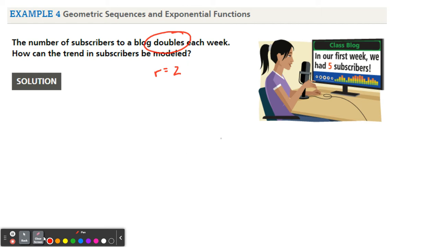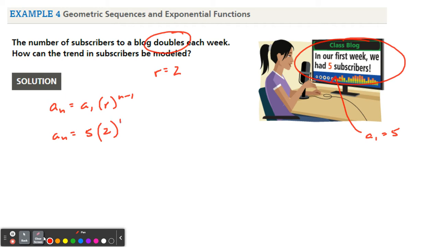All right, so we are going to use the explicit formula, which is a sub n equals a sub 1 times r to the n minus 1, to model this number of subscribers. Now over here, in the first week we had 5 subscribers. That means that a sub 1 is 5. So a sub n equals 5 times 2 raised to the n minus 1. And there's your formula. That means for any week, we could plug in an n value and get the number of subscribers for that week.